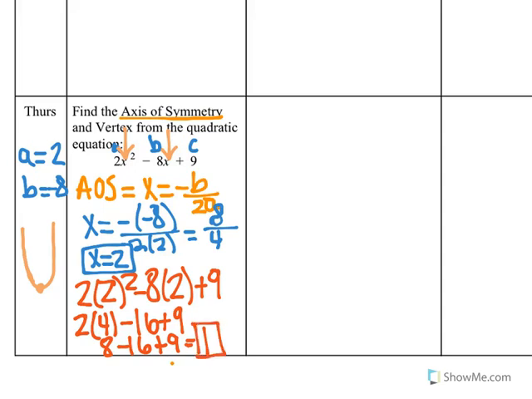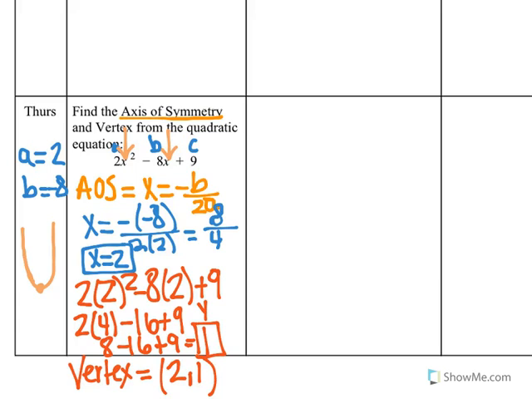So this is going to be our y value of our vertex. So we found our x value when we found our axis of symmetry. We found our y value when we plugged it in. And so the vertex of this parabola is going to be 2, 1.